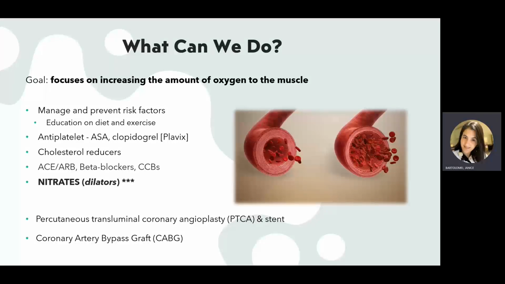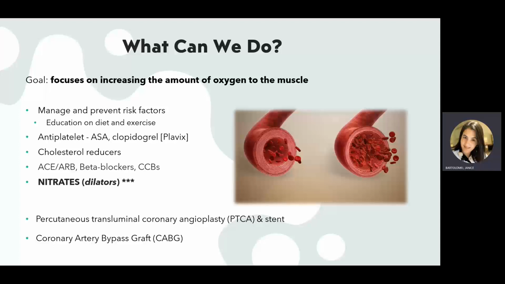We also have cholesterol reducers, and these will reduce the cholesterol. And then we have ACE inhibitors and ARBs, as well as beta blockers and calcium channel blockers, to basically relax the smooth muscle within the artery, as well as decrease the frequency of the heart. And you will find how they work in the hypertension medication lecture.